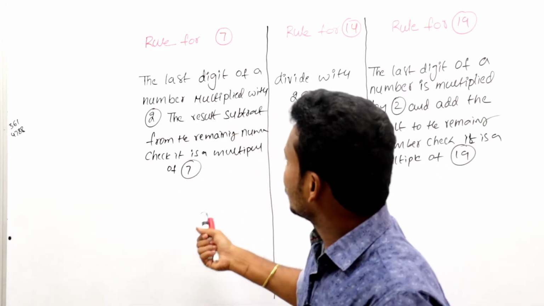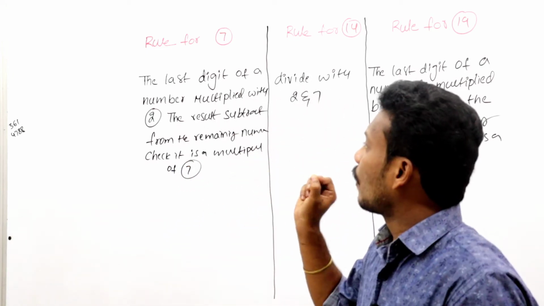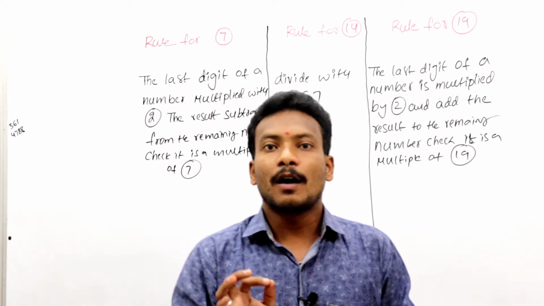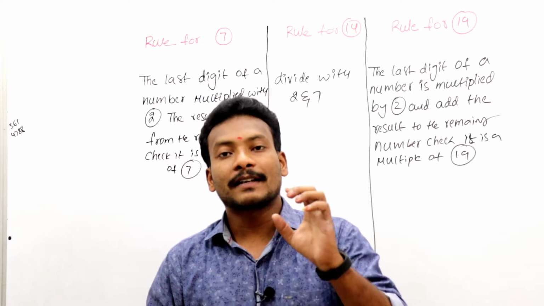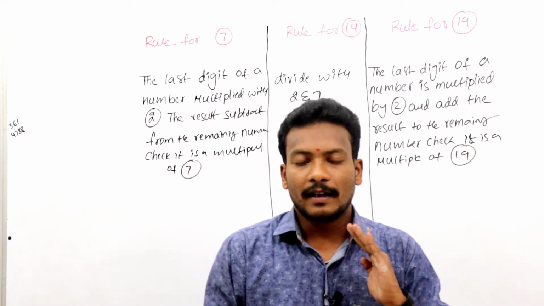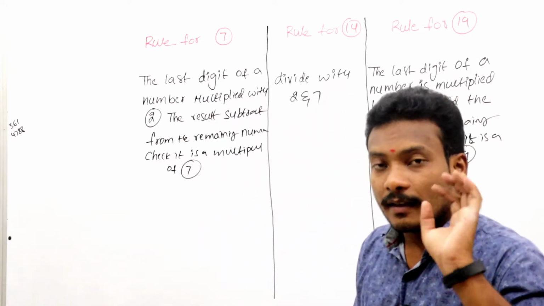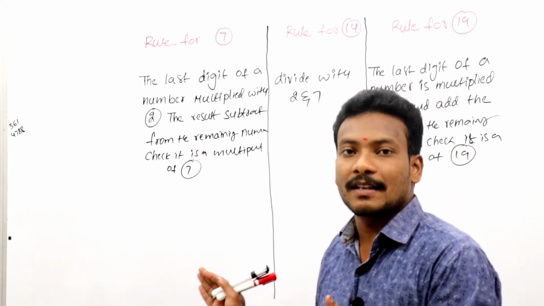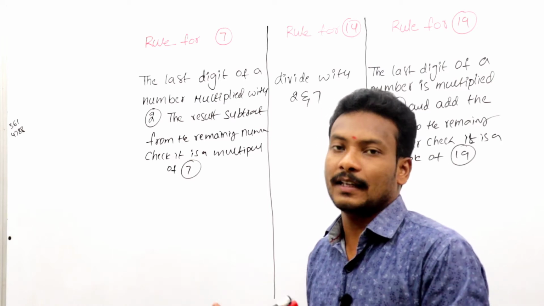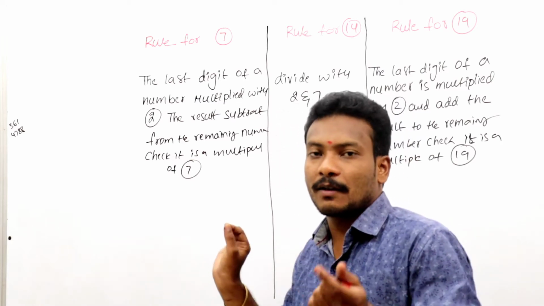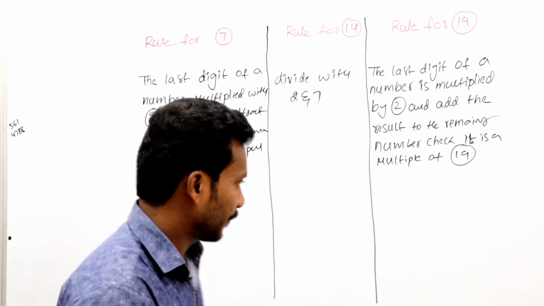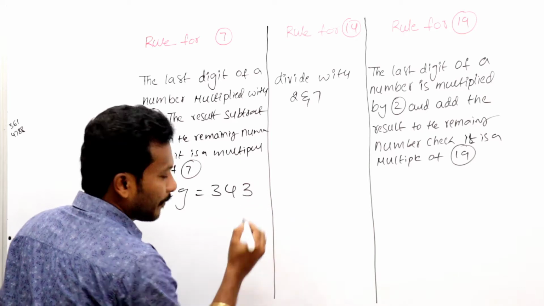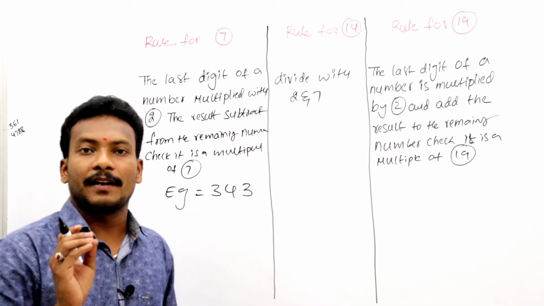Okay, what is the rule for 7? The last digit of a number is multiplied by 2. Now the result is subtracted from the remaining number. The resultant is now checked to see whether it is a multiple of 7 or not. Okay, like that. Now I am explaining with one example clearly. I am taking 343 as an example.